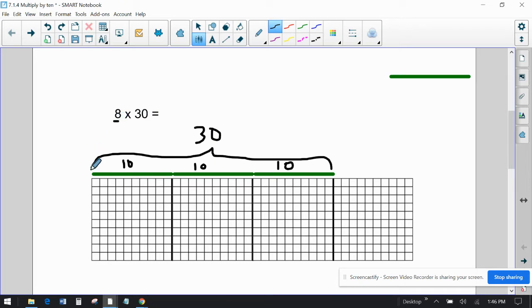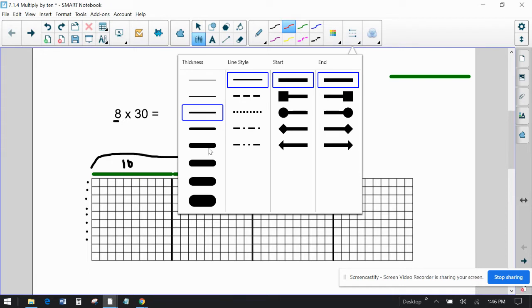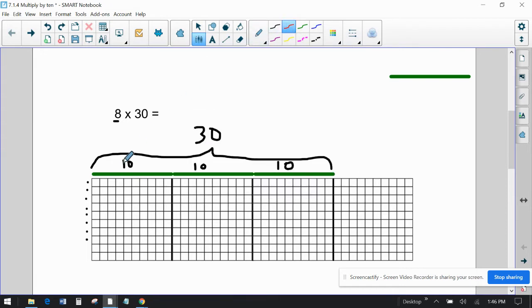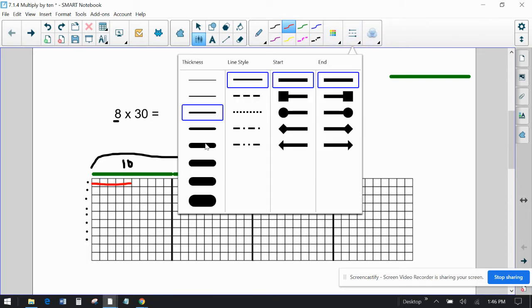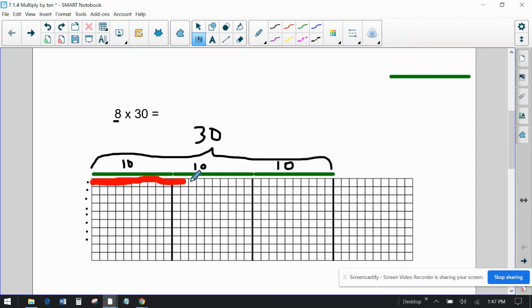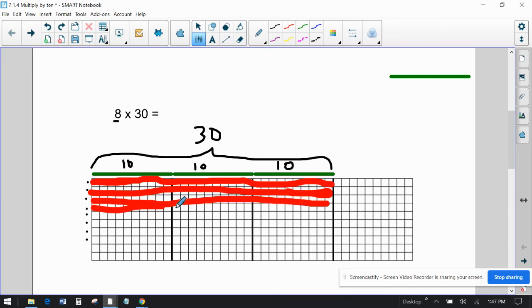Then we got to count our 8s. 8 rows. 1, 2, 3, 4, 5, 6, 7, 8. So let's see what this looks like when we shade it in. I know to stop here. That would be 30. So if we did 1 row of 30, it looks like this. I'm trying to go as straight as I can. Here's 2 rows of 30, which would be 60. 3 rows of 30. 4 rows of 30.